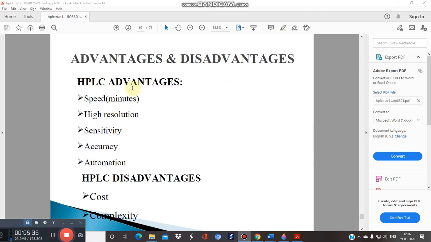Yes, it has a very fast procedure and high resolution. Okay, this is important: sensitivity, accuracy, automation. These are the main advantages of HPLC. Yes, it is very costly, and complex. One must acquire full knowledge about doing the HPLC procedure.